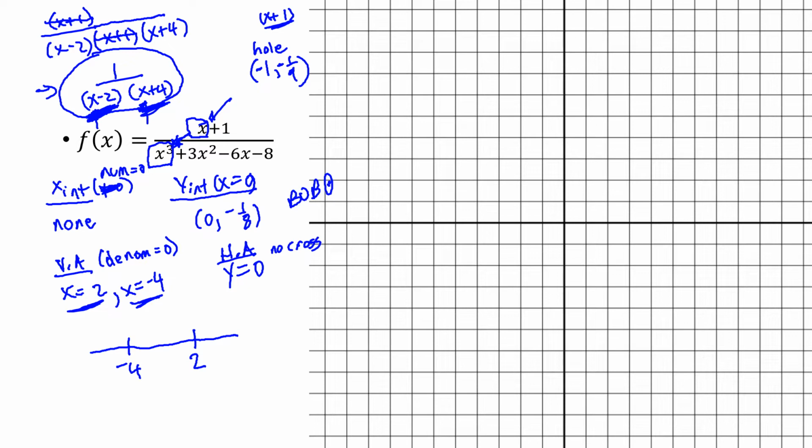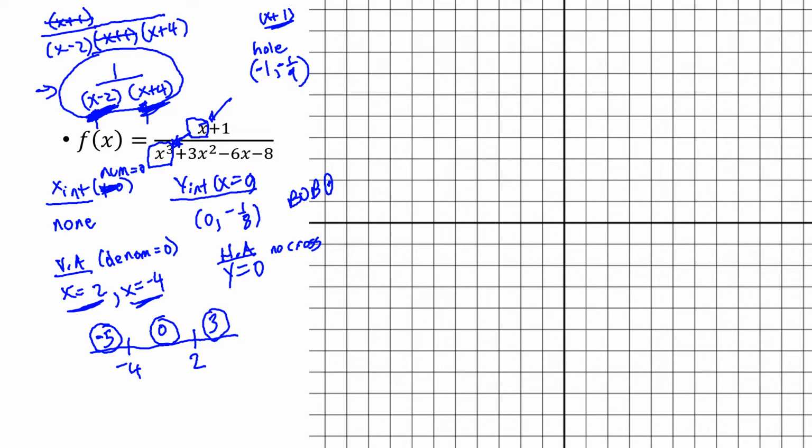Let's say we chose some test values. To the left of -4, we might test out maybe -5. Between -4 and 2, maybe we can test out 0. And to the right of 2, maybe we can test out 3.